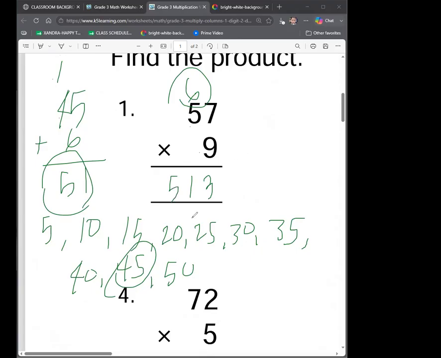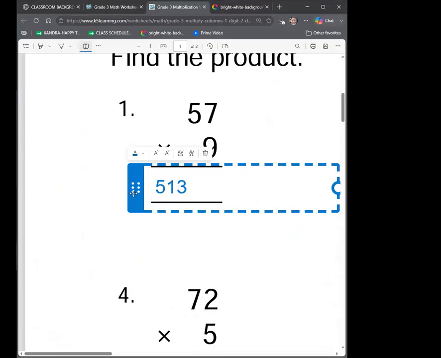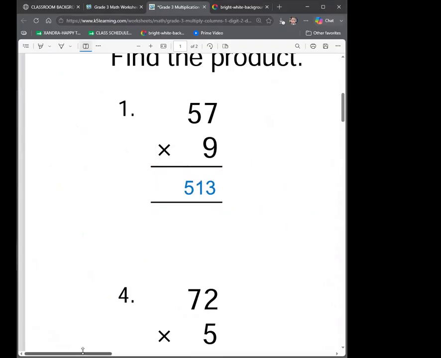So what is our product? 513. So 57 times 9 is 513. Very good.